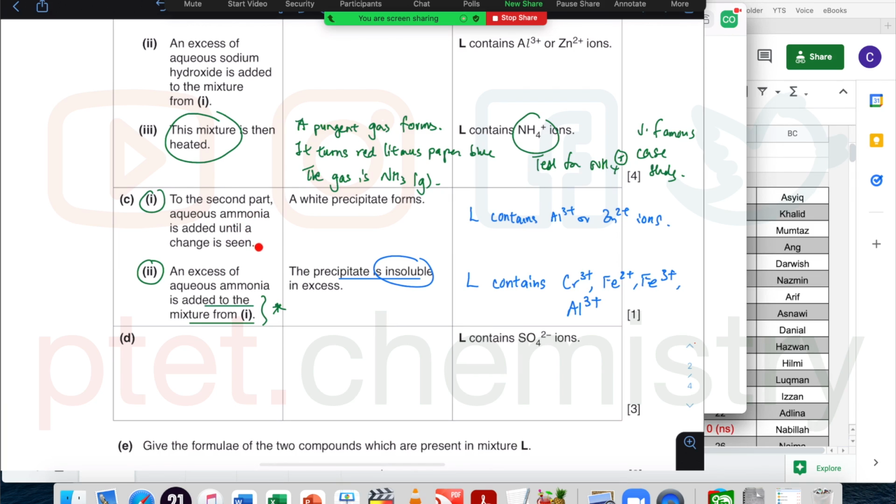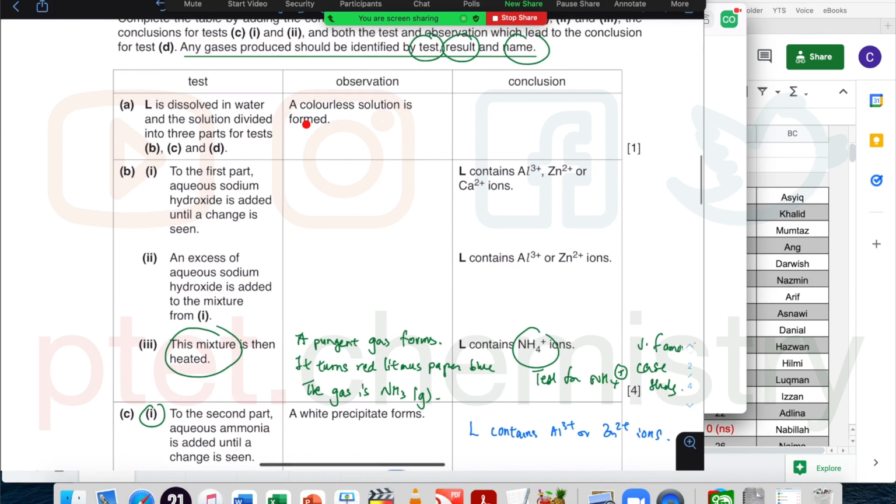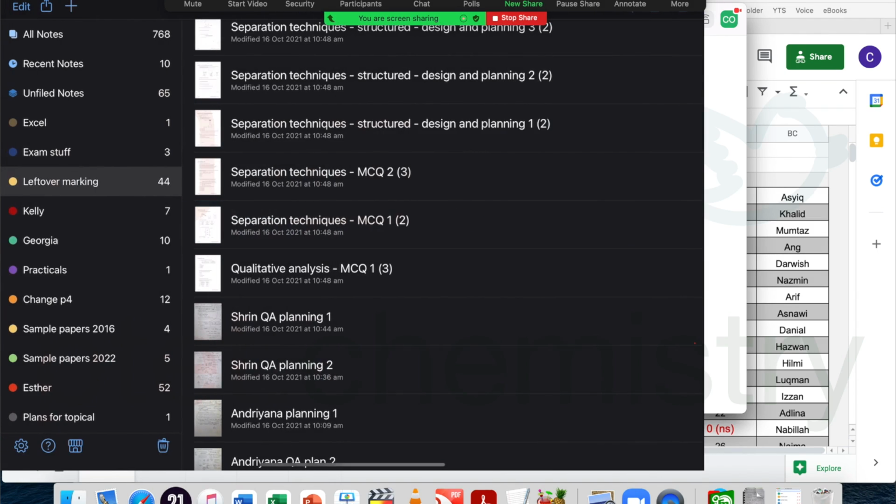To the same mixture, it could be this or this, then I add excess ammonia. I do not put in an extra bit because I do not have that table in front of me. I follow the logic, the sequence of events, what actually happened. So this is the right conclusion, not that, because you already said a colorless solution, so it does not contain any transition metal ions. That's it on qualitative analysis. That table, every single test result, will never be given in your theory paper, but the questions will be in your theory paper, I assure you.